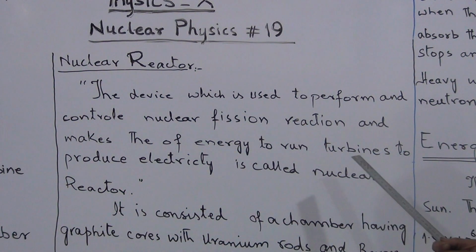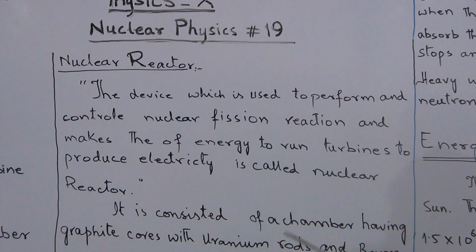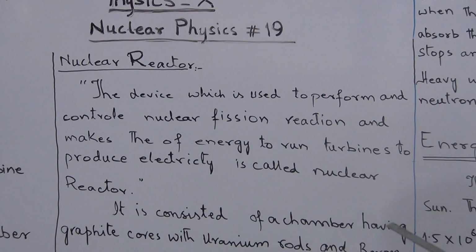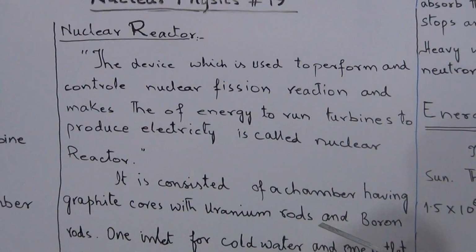Fission reaction, as you have studied in the previous topics, is the breaking up of a heavy nucleus by the bombardment of neutrons. When neutrons are bombarded on the nucleus, they release energy as well as other neutrons. That energy is used for making electricity to run the turbine.